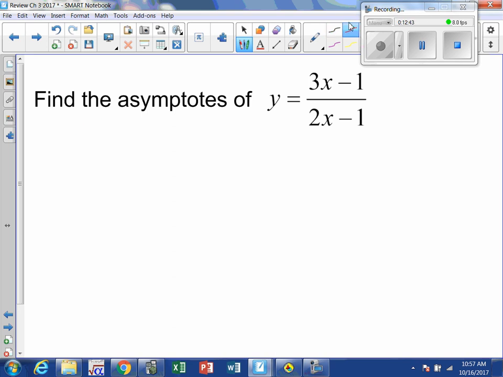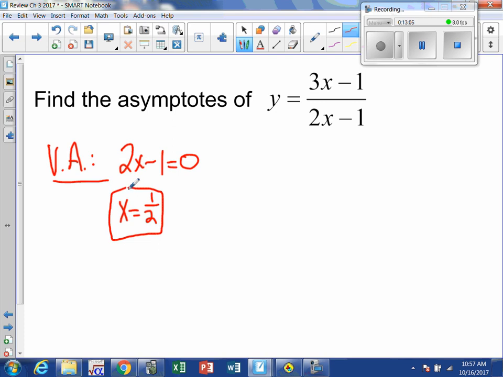And we have two types. We have a vertical asymptote. And the vertical asymptote is where the bottom is 0. So we have 2x minus 1 is 0. So we get x is 1/2. Now we have to check. If that number also makes the top equal to 0, we do not have a vertical asymptote. But in this case, it doesn't. So there's our vertical. To find our horizontal asymptote, we take the bottom and we do long division into the top.